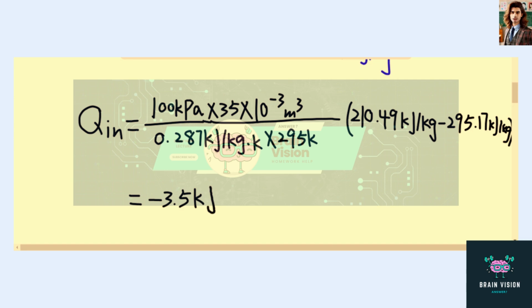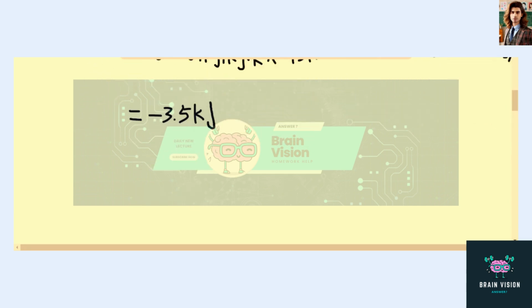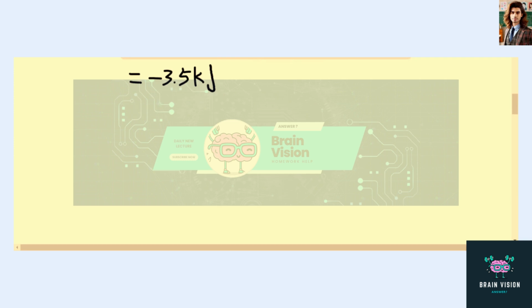The negative sign here indicates that the heat was transferred out of the bottle, since it's negative. So therefore, since the question was asking us for the net heat transfer through the wall of the bottle, we only need the magnitude. So we have the absolute value of Q in is equal to 3.5 kilojoule. So therefore, the amount of heat that was transferred through the wall of the bottle during this filling process is about 3.5 kilojoule. Okay, and this is the answer for this question.